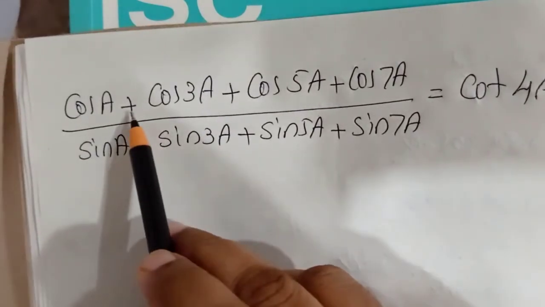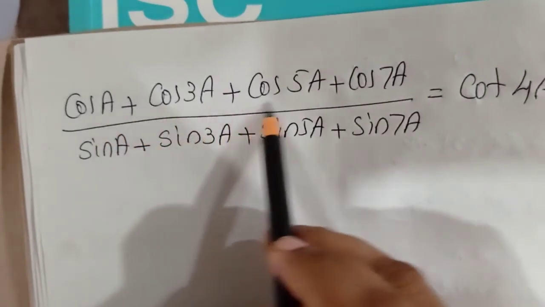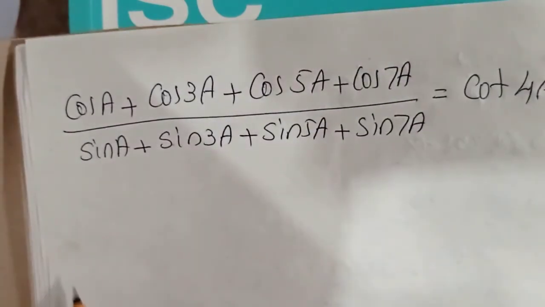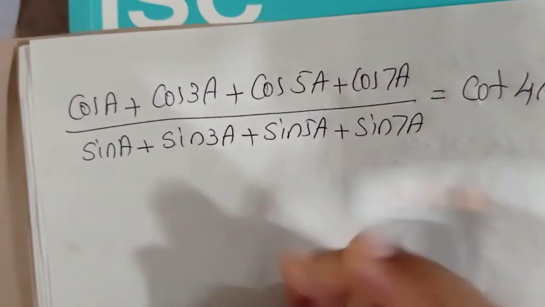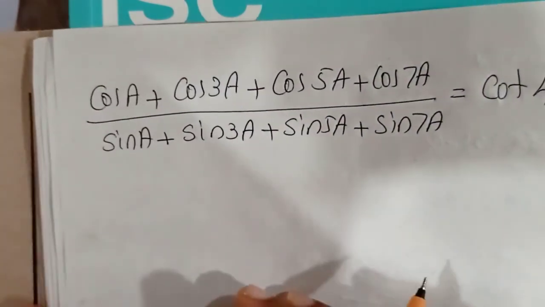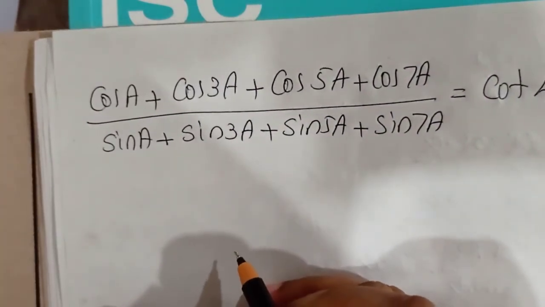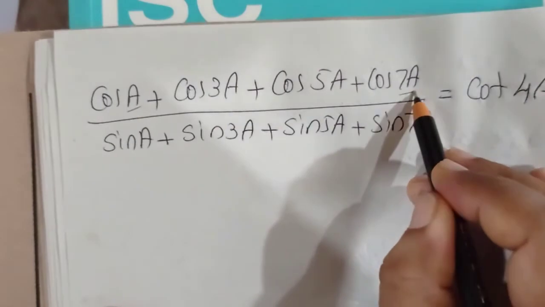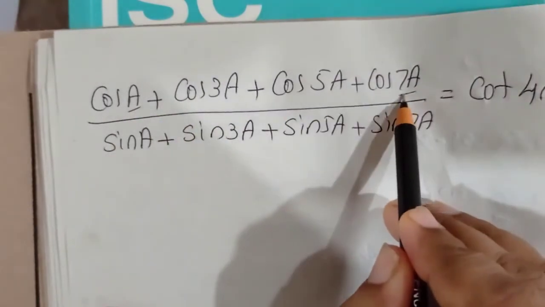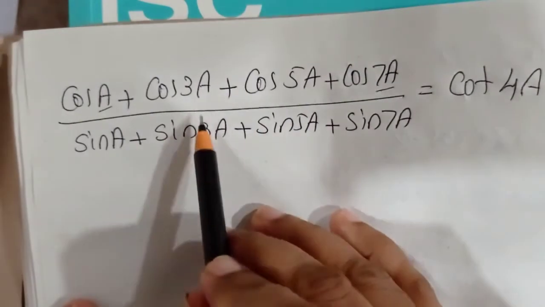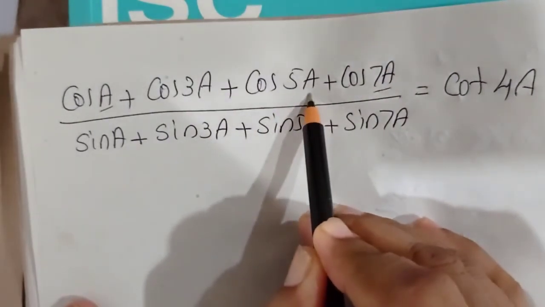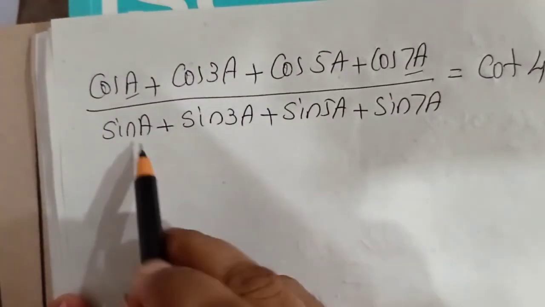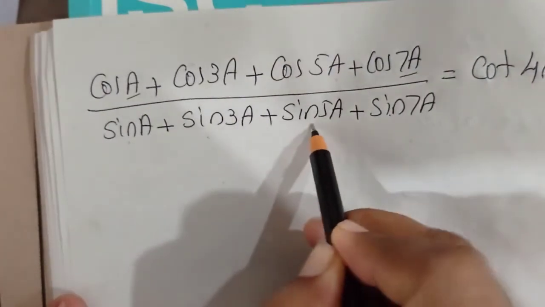Here, look at the numerator terms. How many terms are there? 1, 2, 3, 4 terms are there. The denominator also has 4 terms. We can compare, connect 2 terms. Which terms do you select? Add the angles. Here the first angle is A and the last angle is 7A. What is A plus 7A? 8A. What is 3A plus 5A? That is also 8A. Then the half is 4A. Isn't it? Therefore, in the denominator also you can compare 1 and 4th, second and third.